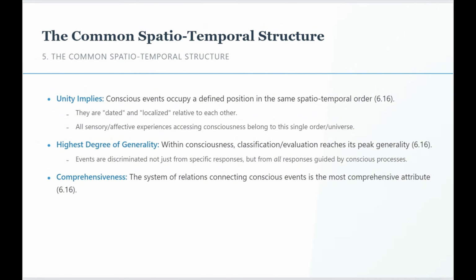It's like they all live in the same city, with addresses and timestamps relative to each other. This shared structure allows for the highest degree of generality in how we classify and evaluate things within consciousness. We don't just distinguish a red apple from a green banana, we relate it to all other conscious experiences, perceptions, memories, feelings, etc., within that unified frame. The sheer comprehensiveness of this relational network, connecting everything conscious, is probably the most characteristic feature of consciousness.